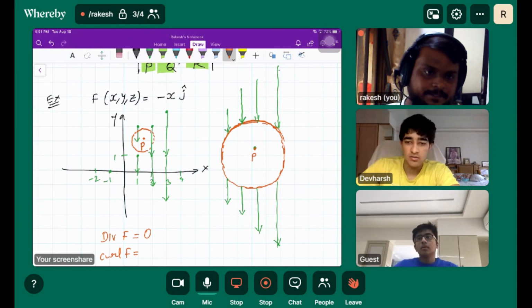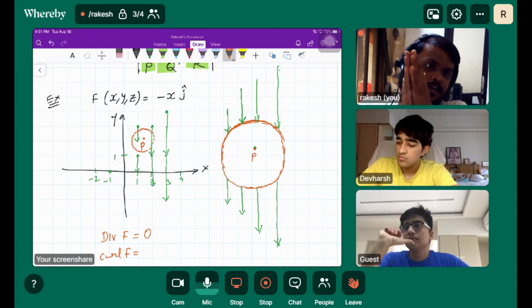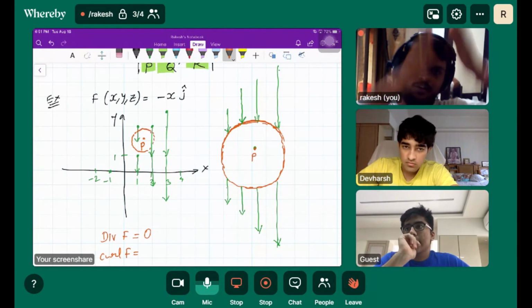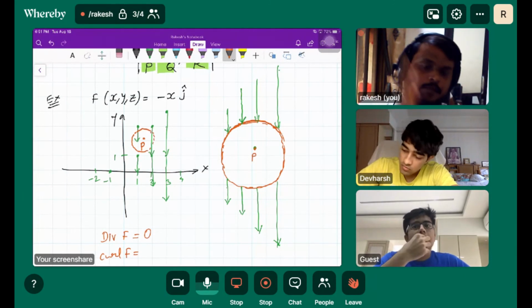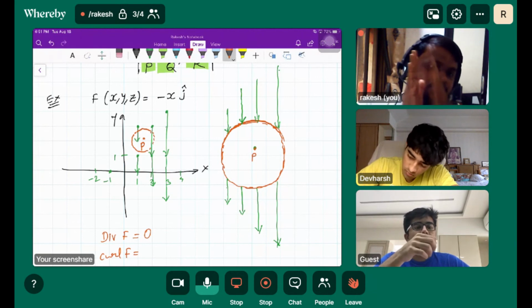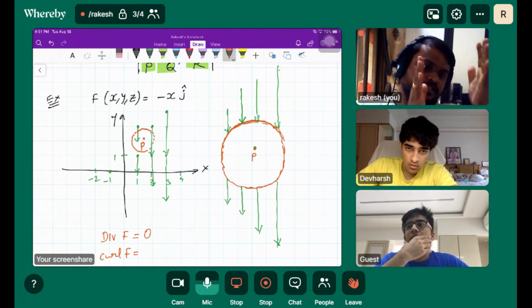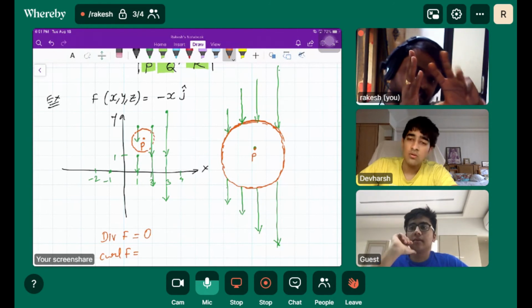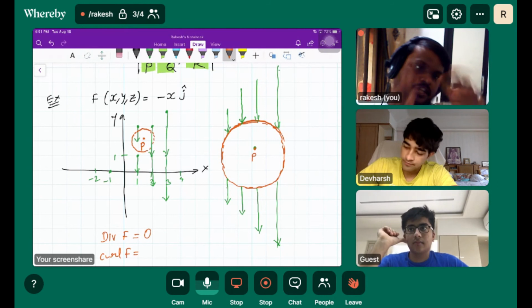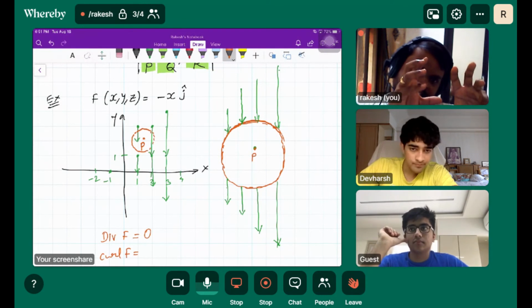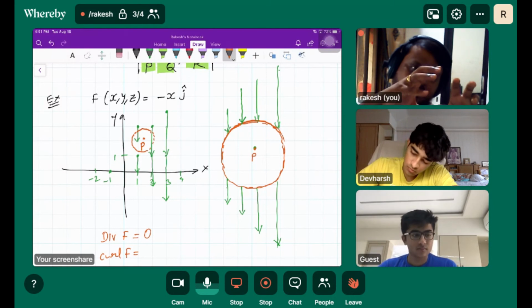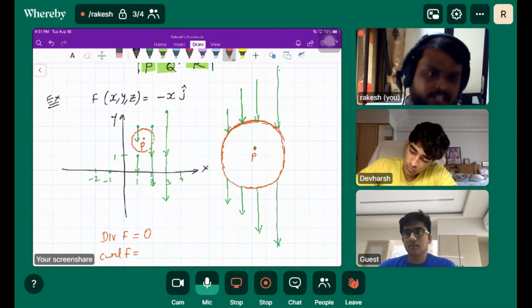All vectors are parallel to the y-axis, no doubt about it. But as you go towards the right-hand side, the vector is becoming stronger and stronger. So are you getting that? If the vector field is stronger, it will definitely rotate the paddle in a clockwise direction. That's what logic says. We'll verify it.